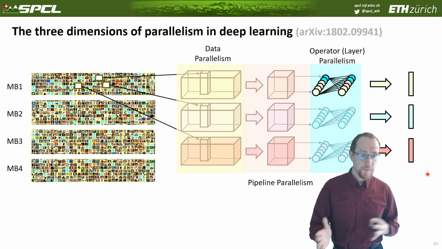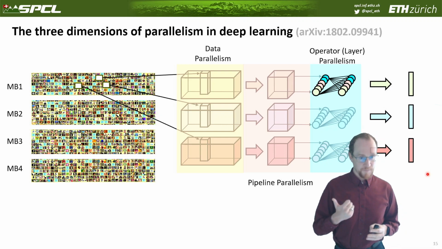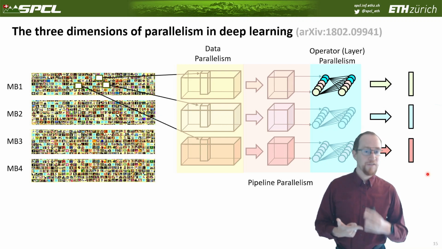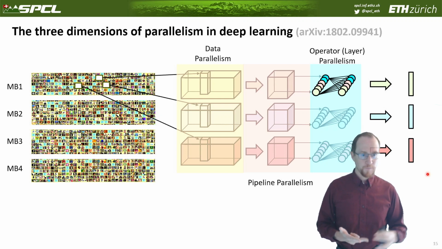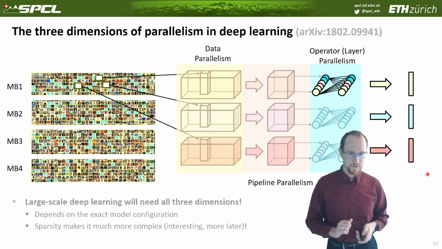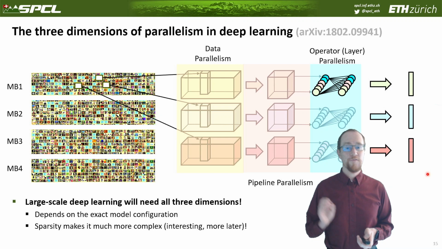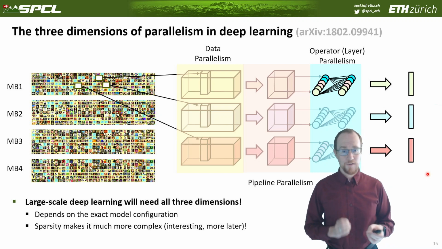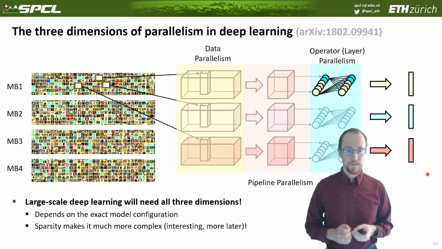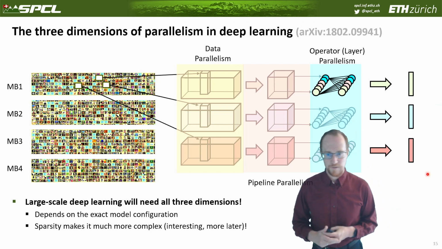So now we have 3 different dimensions of parallelism. Data parallelism, where I copy the whole model to different machines. Pipeline parallelism, where we distribute the model layer by layer or operator by operator. And then we have operator parallelism, where we take each operator and distribute it again to different machines. So you can see kind of a cubic data layout of these accelerators. Very large scale learning will actually need all 3 dimensions. This depends on the exact model configuration, which of these 3 dimensions has which size, but the total number of nodes or accelerators employed is typically the product of those 3 different dimensions.